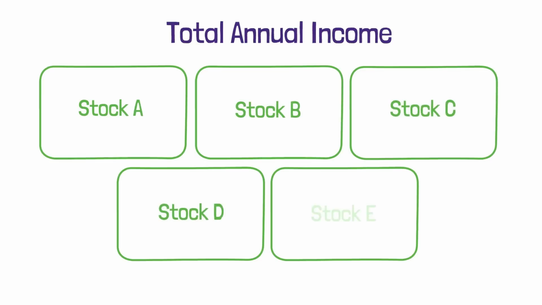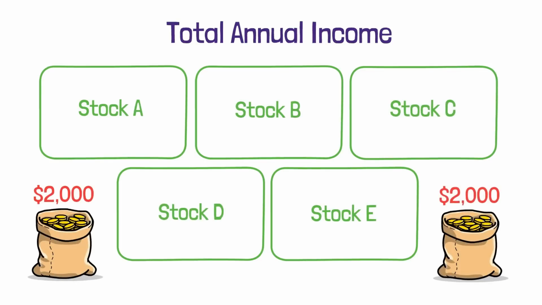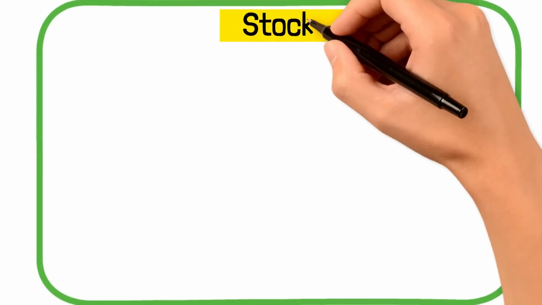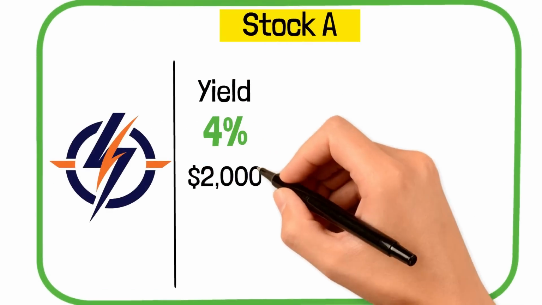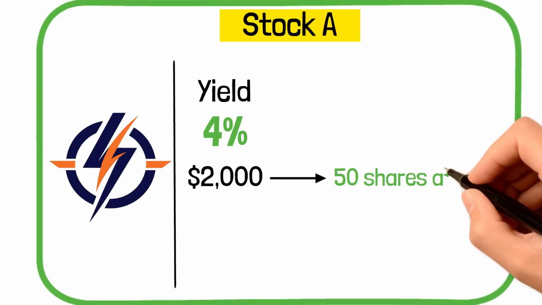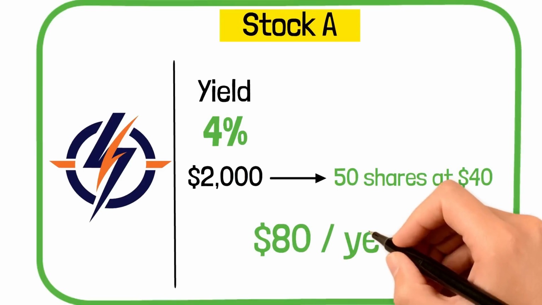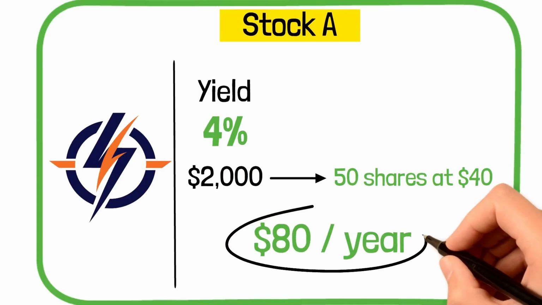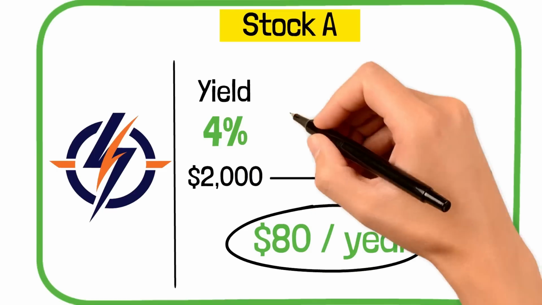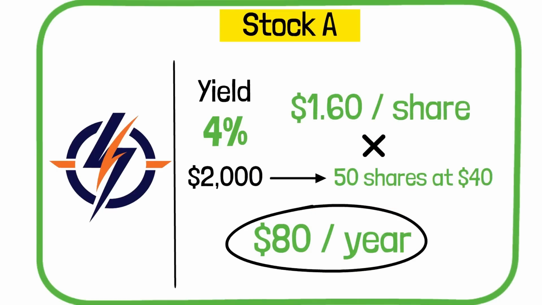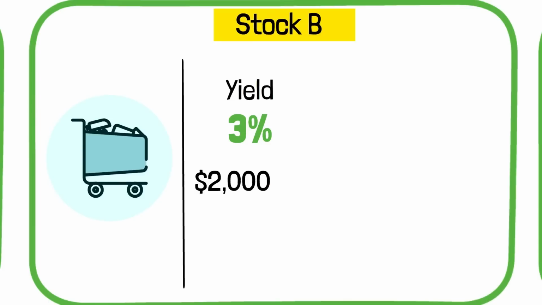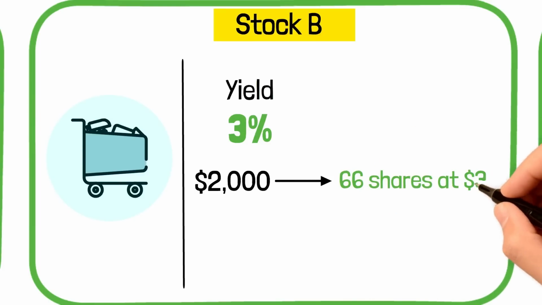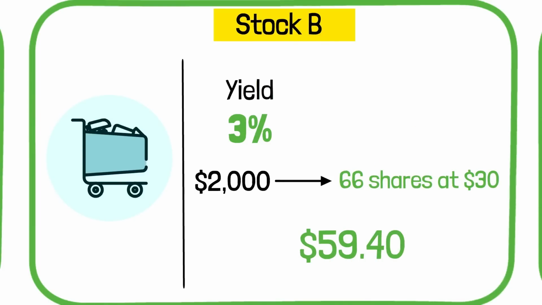Imagine you invest in 5 stocks, each with $2,000, to keep things simple. Stock A is a utility company with a 4% yield, so $2,000 buys 50 shares at $40 each, generating $80 per year. To get this number, you simply multiply your 50 shares by $1.60 dividend per share. Stock B is a consumer goods company with a 3% yield, so $2,000 buys 66 shares at $30, generating $59.40.